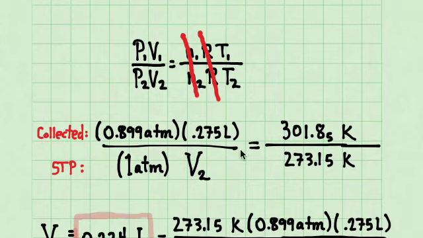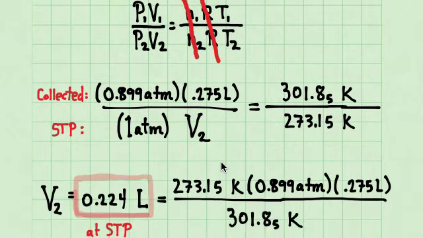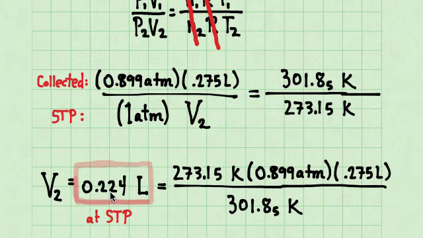I started at 275 milliliters, and because I made it colder, most gases shrink when you make them colder, and the pressure is also building from 0.89, almost 0.9 atmospheres, to 1 atmosphere. So this factor and the temperature factor would both bring this volume down from 275 milliliters to 224 milliliters.